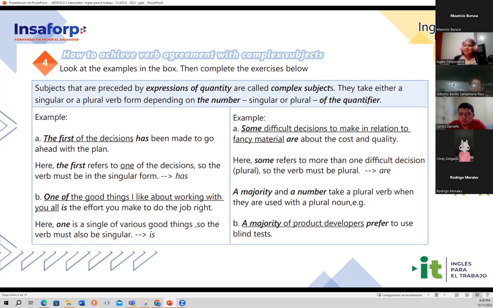Just be careful that you don't mix the verbs that are not according to the subject or if that is plural or singular, okay? We have here another example. It says, here the first refer to one of the decisions, so the verb must be in singular form. Has. It is explanation about this one. A. Okay, we have a B. One of the good things I like about working with you all is, okay, estamos usando is porque estamos hablando de uno, is the effort you make to do the job right. Okay. Here, one is a single of various good things. So, the verb must be also singular. That is. Okay? We have another example here.